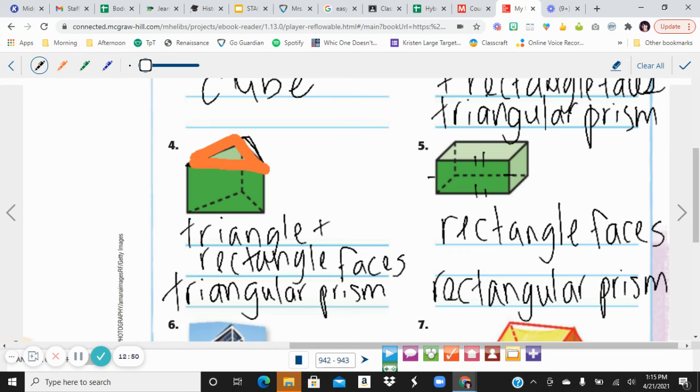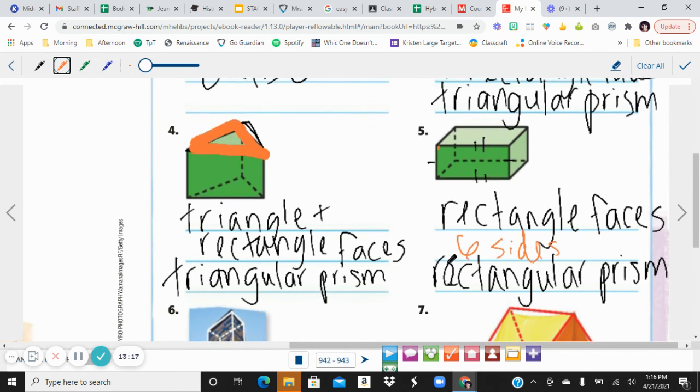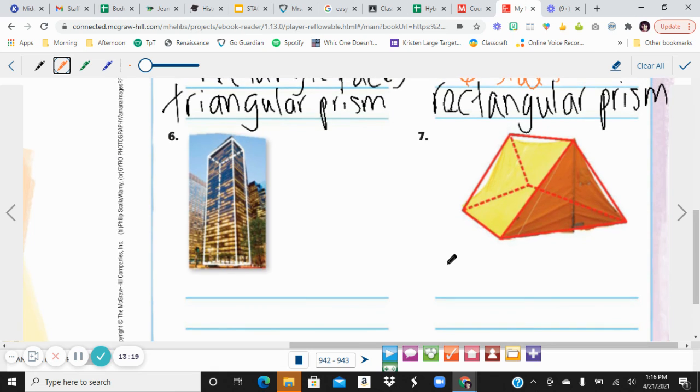We could count the sides. I've got a side here, 1 in the front, and the opposite on the back is 2. The right side is 3, the left side is 4, the top is 5, and the bottom is 6. It does have 6 sides if you wanted to write that. And it's going to have 12 edges and 8 vertices. Okay, let's go on to number 6.